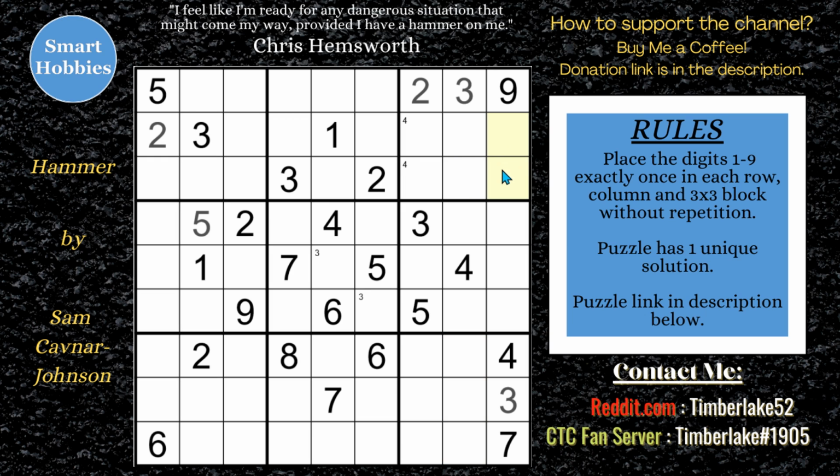So we can actually mark that as a claiming pair of 5s, because now 5 can't be in any other spot in column 9 except here in block 3. So 5s can't be anywhere else in block 3. They can't be in, and they're not going to be anywhere else in column 9.